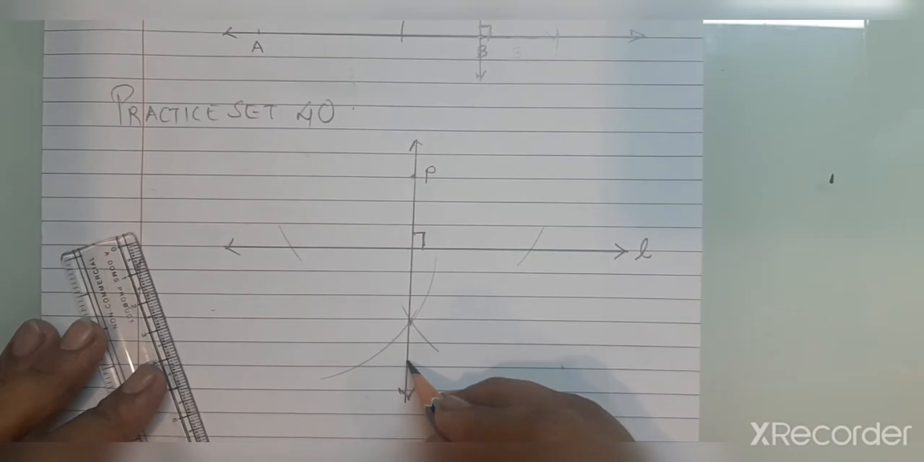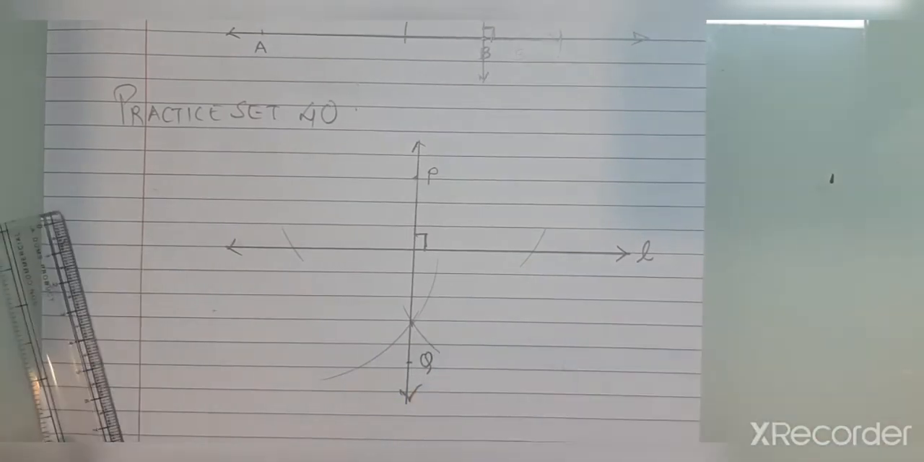So it's PQ, so I need to write here Q because PQ is the perpendicular line which we have to draw. Okay.